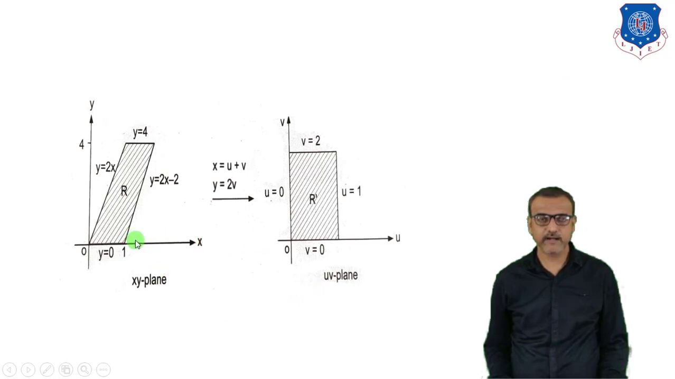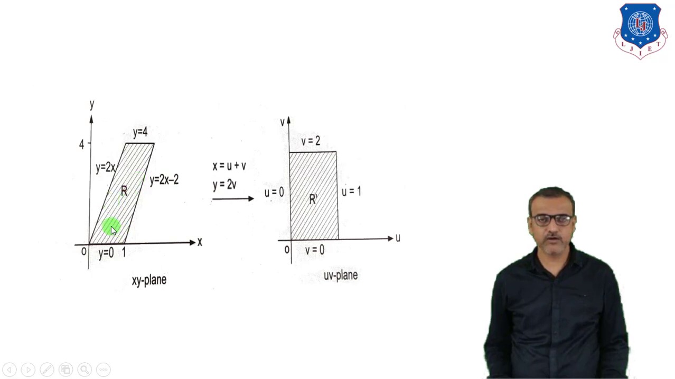Now this is the graph. This is the graph in the xy plane and this is the graph in the uv plane. This is the graph of the line y equals 2x. This is the graph of the line y equals 2x minus 2. The line y equals 0 is nothing but the x-axis, and the line y equals 4 is a line parallel to the x-axis and perpendicular to the y-axis. And this is the region of integration bounded by these four lines in the xy plane.